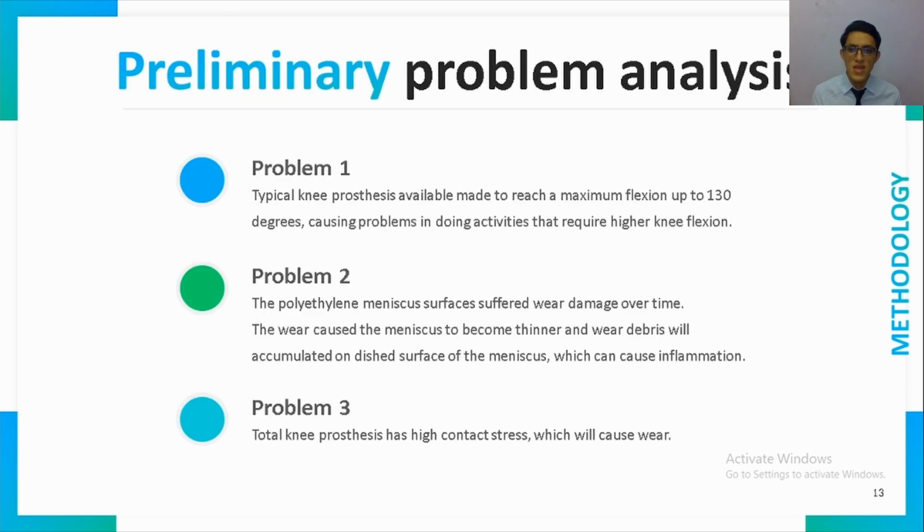The first step is preliminary problem analysis, which is to find and gather the problems of the existing design of total knee replacement. There were 3 problems found: typical knee prostheses available are made to reach a maximum flexion of up to 130 degrees, causing problems in doing activities that require higher knee flexion. The polyethylene meniscus surface suffered wear damage over time. The wear caused the meniscus to become thinner, and wear debris will accumulate on the dish surface of the meniscus, which can cause inflammation. Total knee prosthesis has high contact stress, which will cause wear.